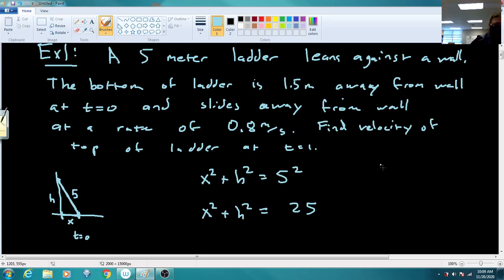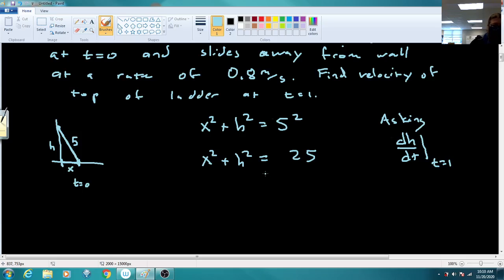Now what we want to know, it's asking us what's the velocity of the top of the ladder at time equals 1. So it's asking us what's the change in the height with respect to time at time equals 1. This is what they want us to find. So what we're going to do is apply d/dt to both sides of the equation. And since both x and h change with respect to time, when we do d/dt of them, the chain rule will apply, and we will kick out a dx/dt and a dh/dt.